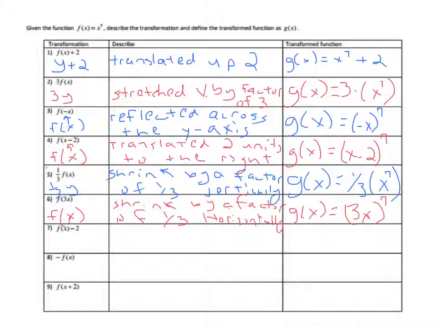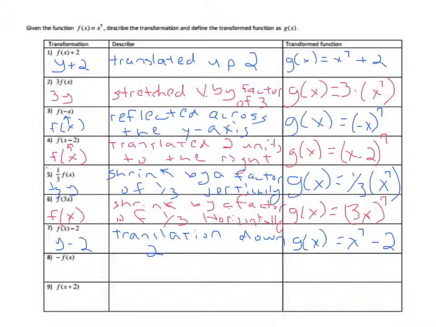For number 7, if I'm looking at f of x, it's y and then minus 2. So every y value is going to move down 2. So I'm going to have a translation down 2. And if I look at my g of x, I'm going to take my original f of x, which is x to the 7th, and then I'm going to subtract 2 from that every time.